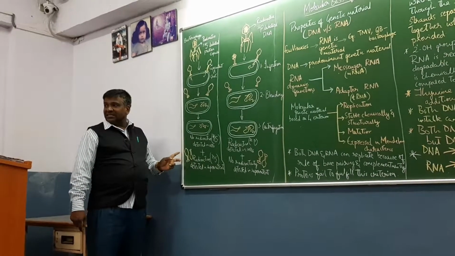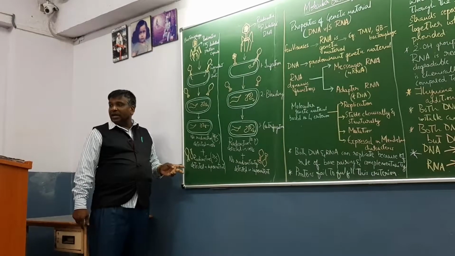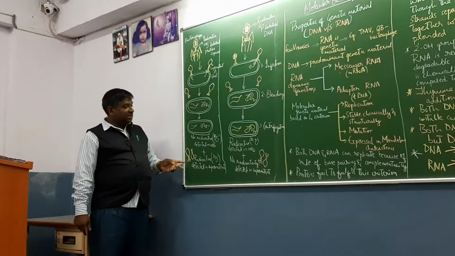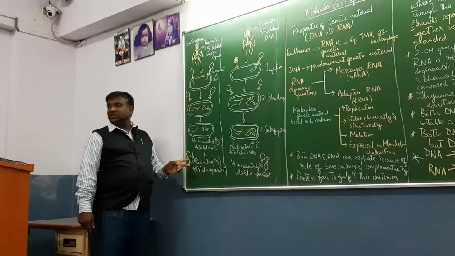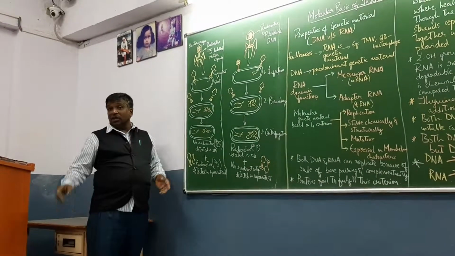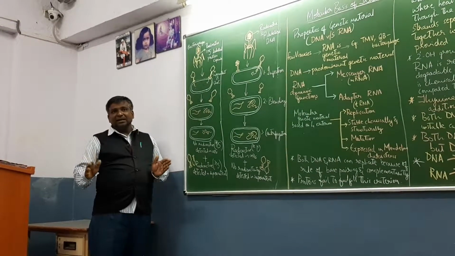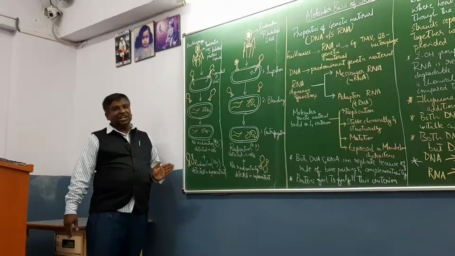That is why I have given it as a yellow color here. They are radioactive, sulfur is there. They are found in the ghosts of the bacteria. So now from this experiment it proves that protein is not going to be the genetic material.